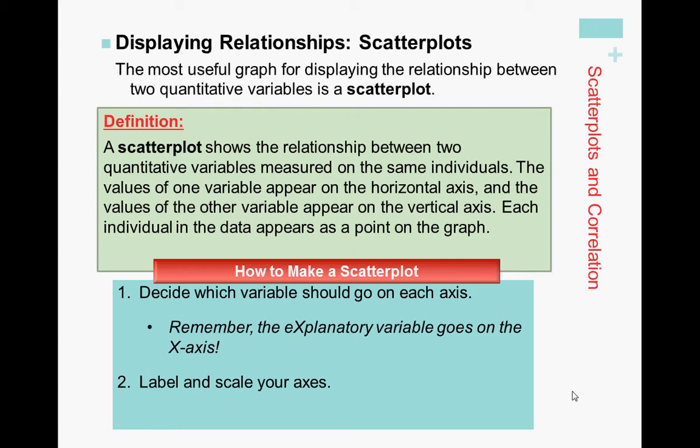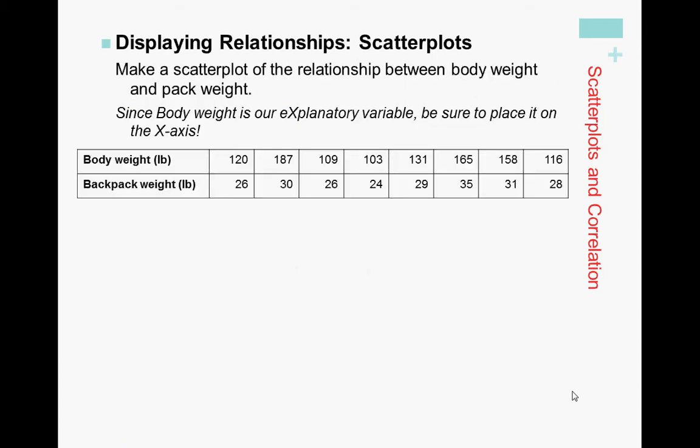So here's an example. This is a scatter plot we're going to make of the relationship between body weight and pack weight. Now we would assume the body weight is our explanatory variable, and just to explain a little bit about why, we figure it makes sense how big someone is does have an effect on how big of a backpack is comfortable for them to carry, whereas the size of the backpack doesn't really change or affect how large someone is.